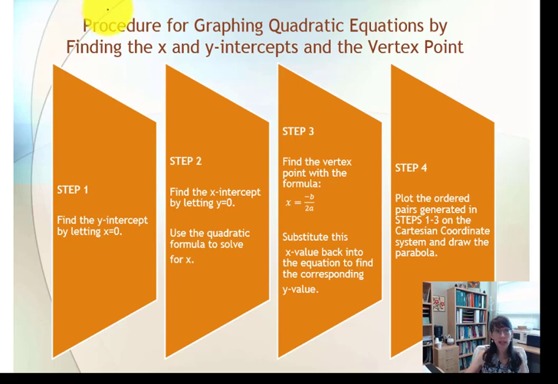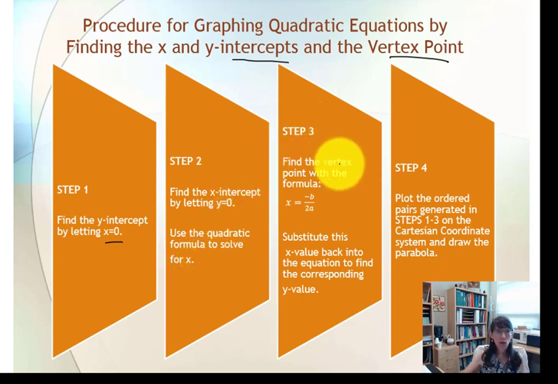Now we're going to use a different technique for graphing quadratic equations. The procedure for graphing quadratic equations by finding the x and y intercepts and the vertex point is as follows. Step 1. We find the y-intercept by letting x equal 0. Step 2. We're going to find the x-intercept by letting y equal 0. We'll use the quadratic formula to solve for x.